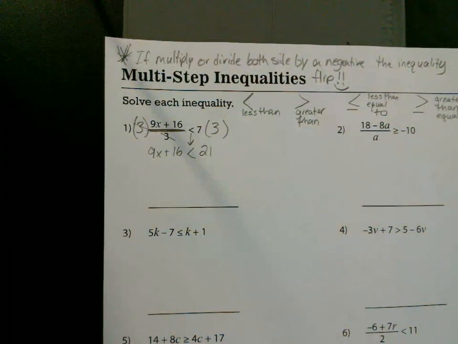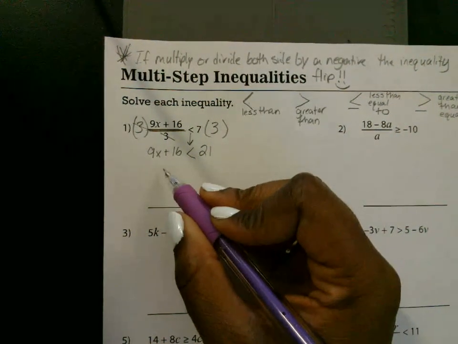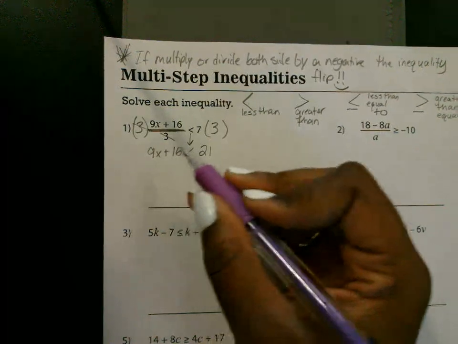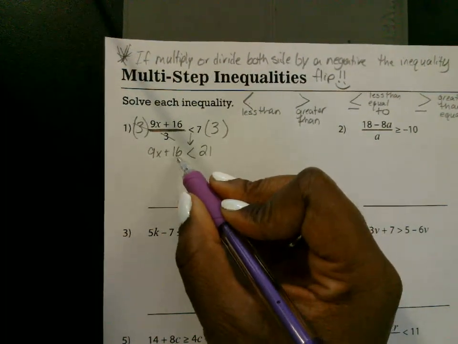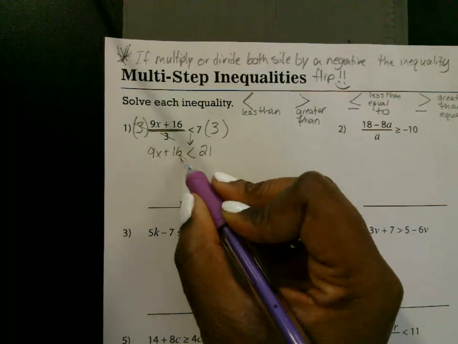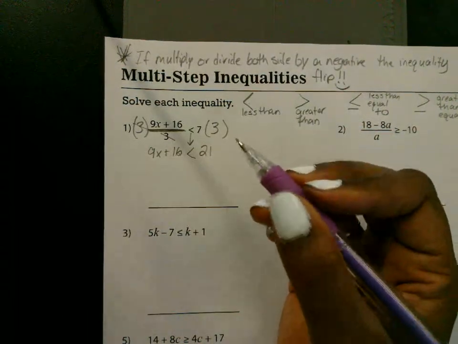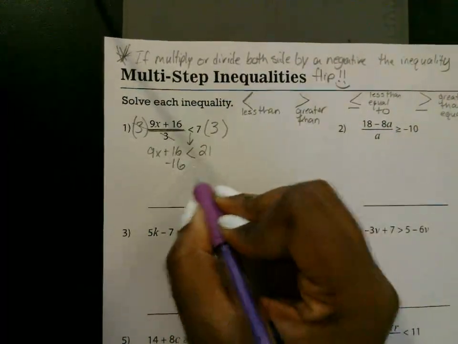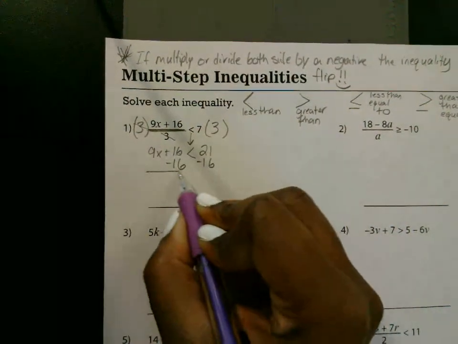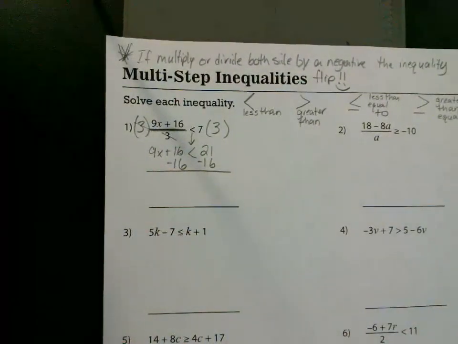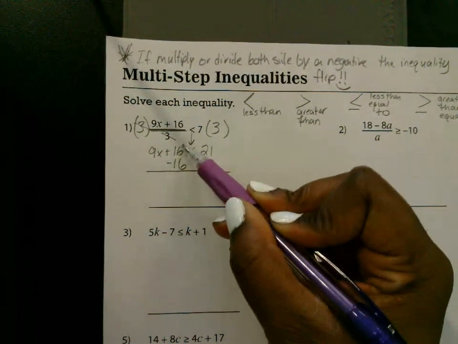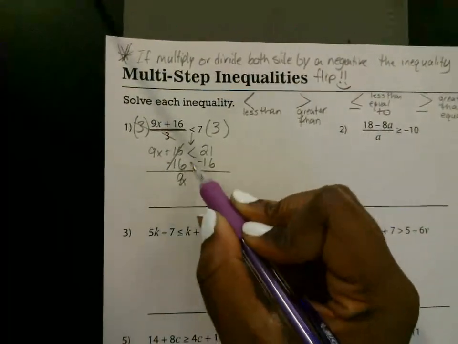Okay. You're going to do the same thing with number 2. All right, so now when you do this, you're going to get rid of the 16 first. It's a positive 16. The inverse or opposite of a positive 16 is to subtract 16 on both sides. When you subtract 16 over here, 16 minus 16 gives us 0. And we're left with 9x on this side of the inequality.